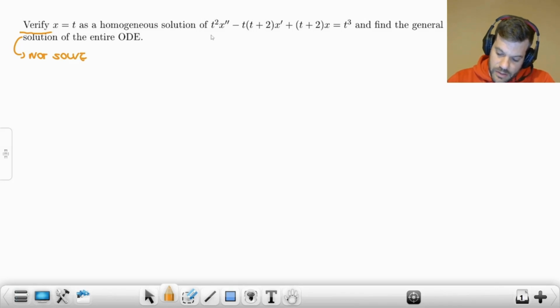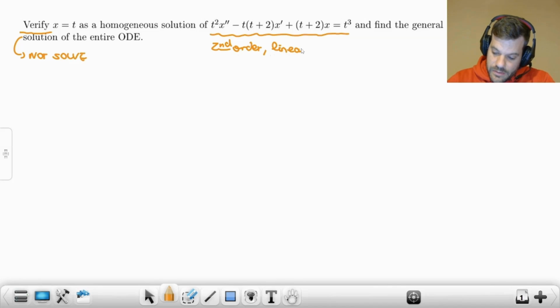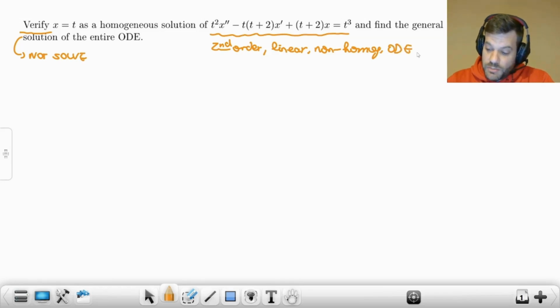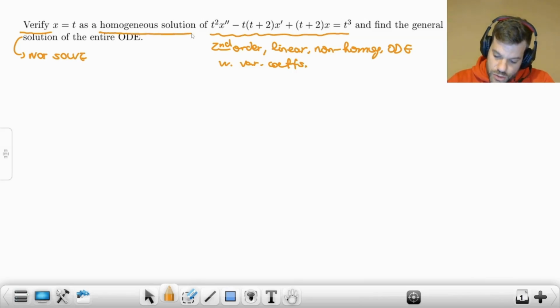What do we have to verify? Well, here we have a second order due to the second derivative, linear. It's a linear combination of the output x and some of its derivatives. Non-homogeneous ordinary differential equation due to the t cubed term on the right with variable coefficients. In other words, everything is changing here, everything is varying, and that's always a bit of a nightmare, but we'll survive. So we need to verify x equals t as one of the homogeneous solutions.